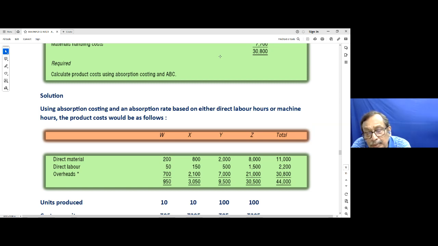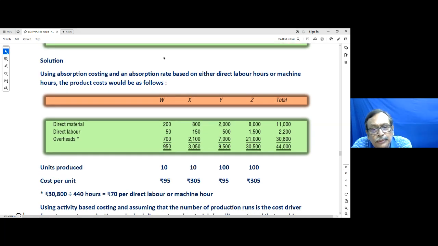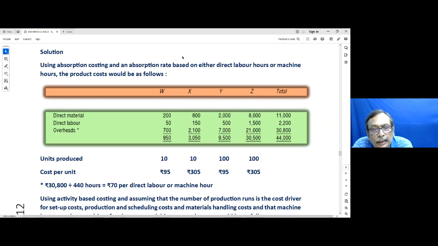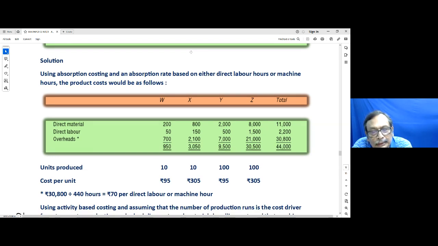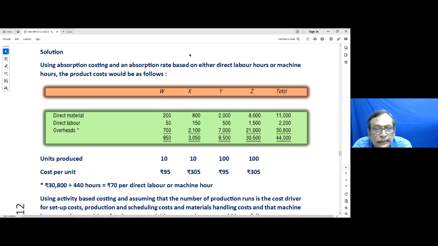Then it is an example, remember, overheads of 30,800, that is how we are going to charge over the different cost objects, that is products W, X, Y, Z, that makes sense. And for that we are going to use activity based costing. Now, units produced 10, 10, 100 and 100, cost per unit you have calculated.